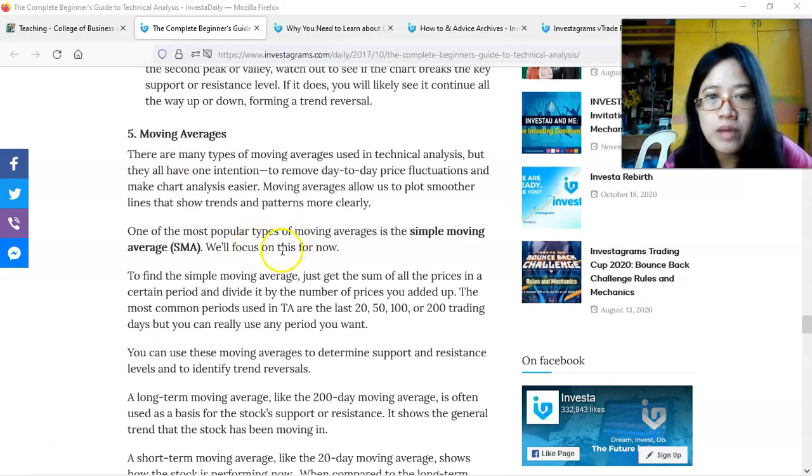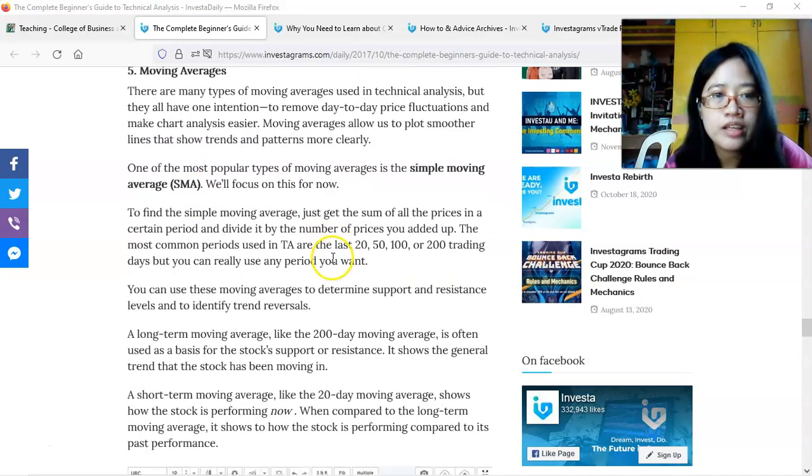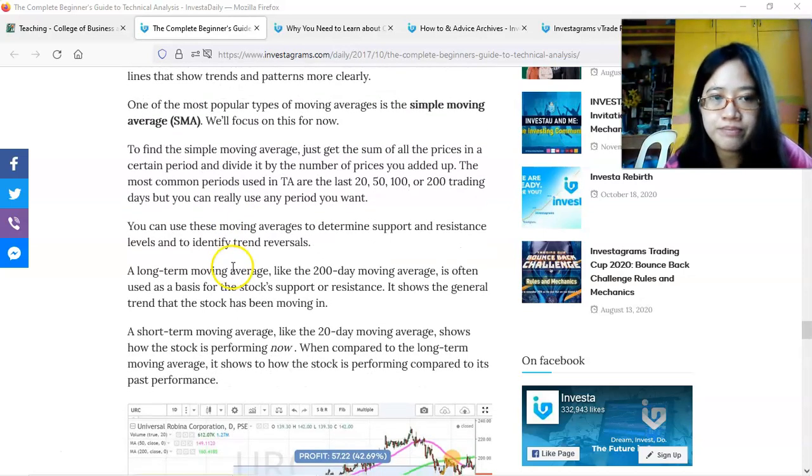Okay, one of the most popular types of moving averages is the simple moving average, SMA. So, ayan, to find the simple moving average, just get the sum of all the prices in a certain period and divide it by the number of prices you add up. Okay, so normal lang na average. Add up everything, divide it by the number of the items you added up. So the most common periods used in TA are the last 20, 50, 100, or 200 trading days. But you can really use any period you want, okay? Depending on kung anong gusto mong tingnan.